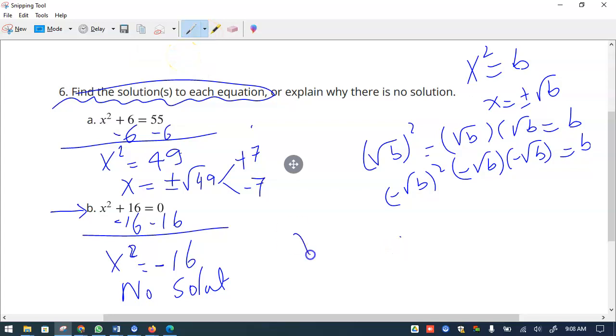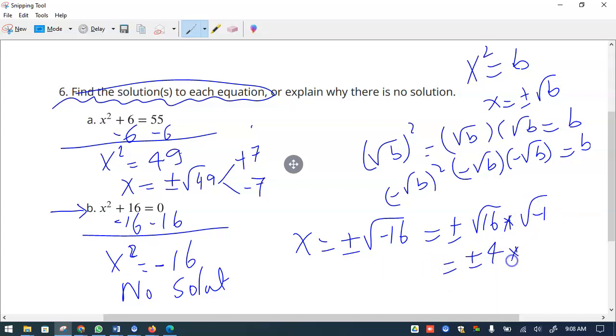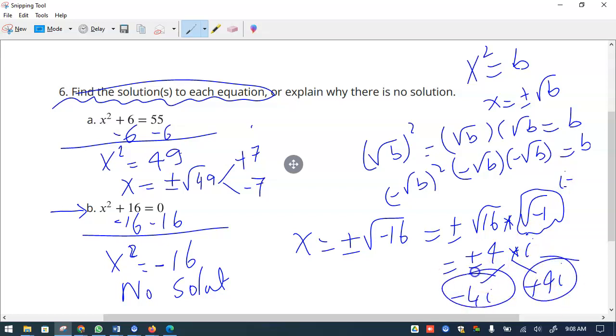It means that if this is the case, we are going to write it as plus or minus the square root of minus 16, which is the same as the square root of 16 times the square root of minus 1. The square root of 16 is 4, but the square root of minus 1 is defined as the imaginary unit i. So the two answers become minus 4i and plus 4i. These are called complex solutions. They are not real solutions.